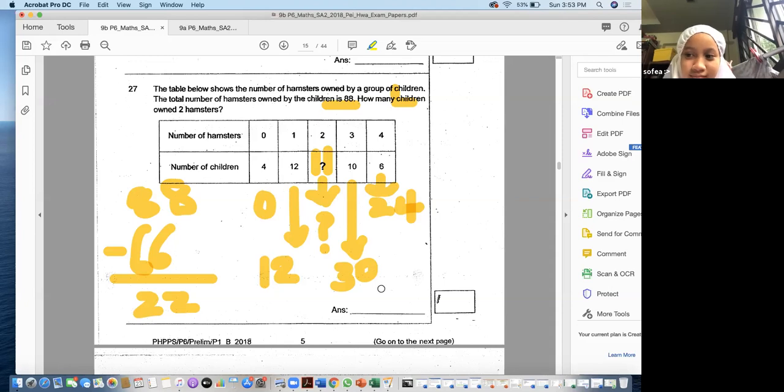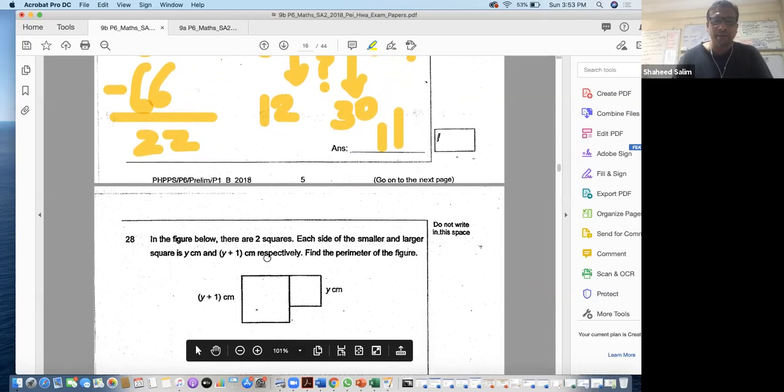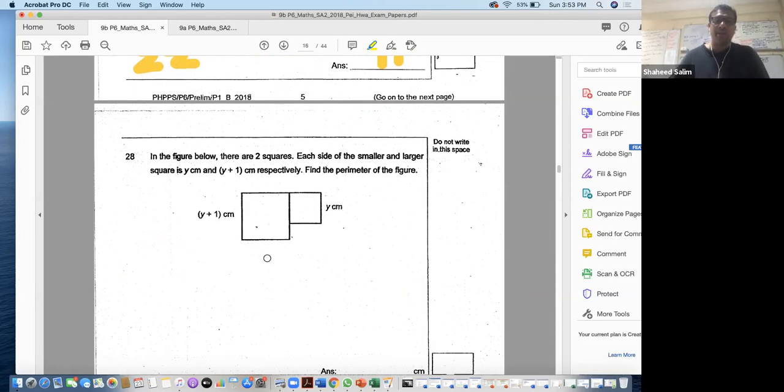So the answer is 11 here. A little bit tricky. You can do this. You can do this. Okay. You can do this. Trust me. Okay. We do a last question, 28.